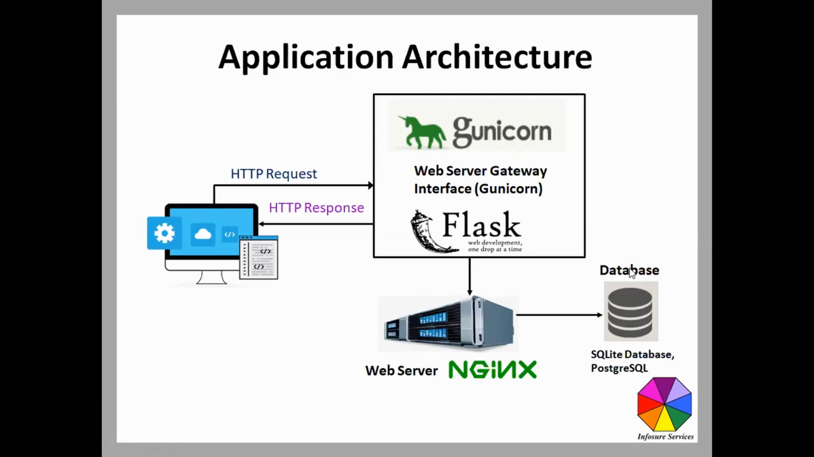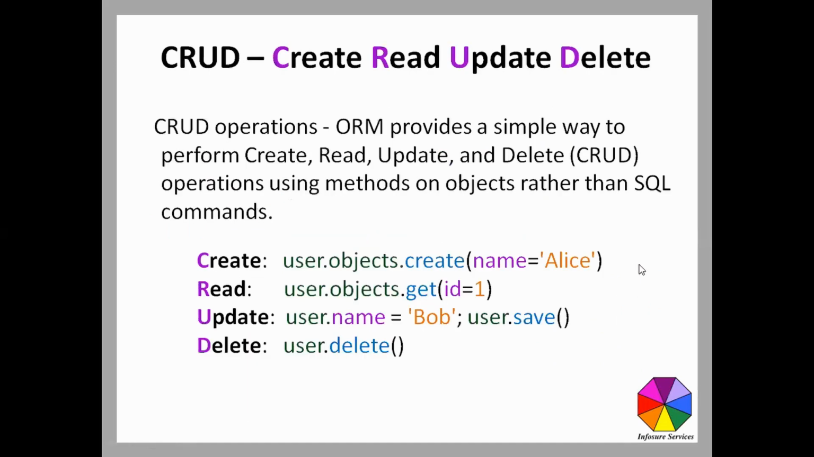So in terms of development, we have a Django development server, which runs on port 8000, localhost 8000. Then the other concept is what's called an object relationship mapper, ORM, which provides a simple way to perform CRUD operations. So create, read, update, delete.